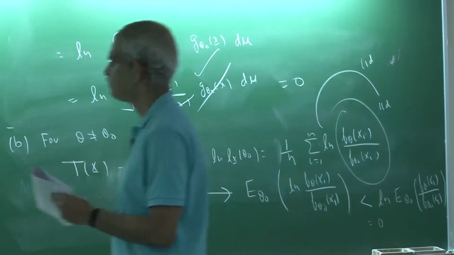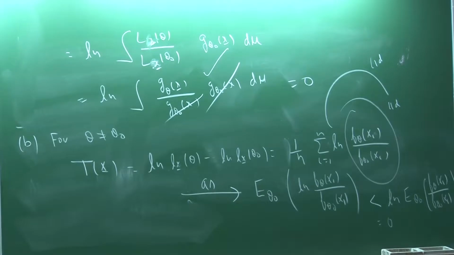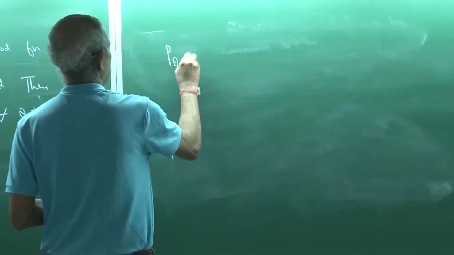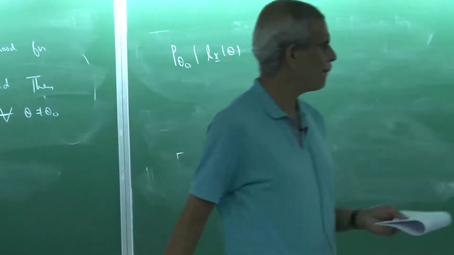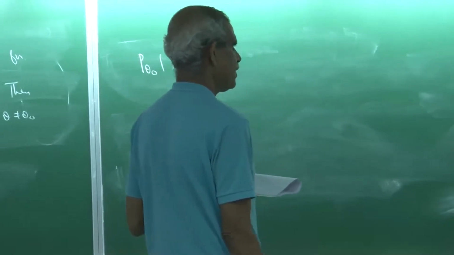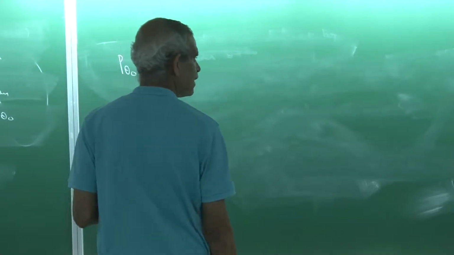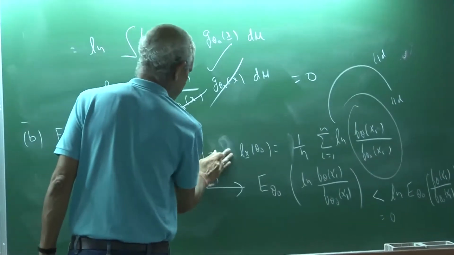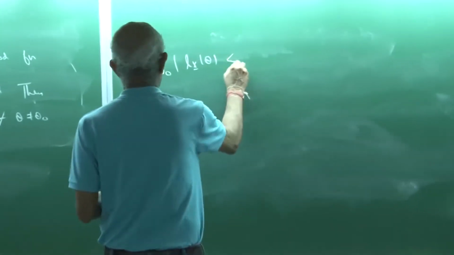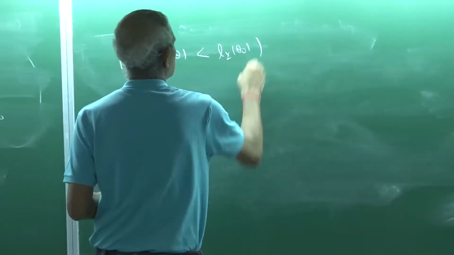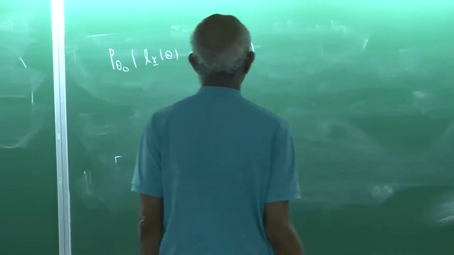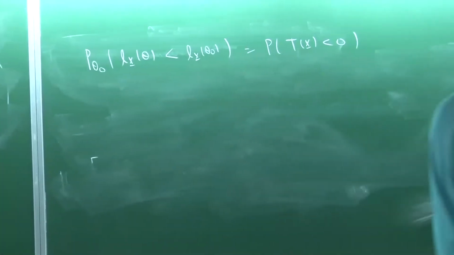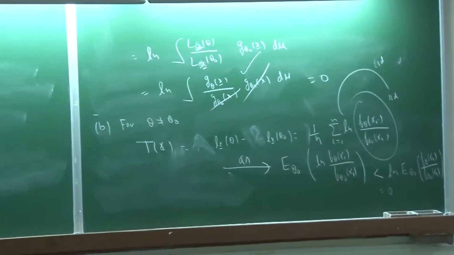So what do you get? The probability that Lx theta is less than Lx theta naught, log is already there in Lx, right? So the probability that Lx theta is less than Lx theta naught is the same as the probability that Tx is less than 0. And you have seen that as n goes to infinity, Tx goes to some quantity less than 0. So this goes almost surely.